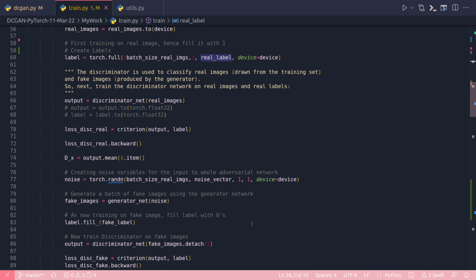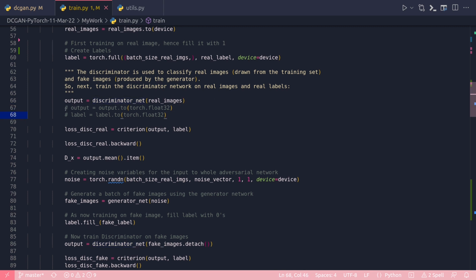All right, then the discriminator, so before this line, output equal to discriminator net of real images. So basically here I am for the first time classifying my real images with the discriminator network. That's the job of the discriminator network, that is, it is used to classify real images drawn from the training set and also fake images produced by the generator. So that's exactly what I'm doing in this line, that is classifying.